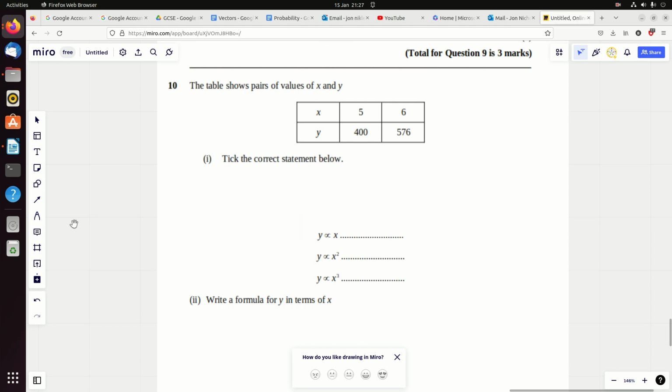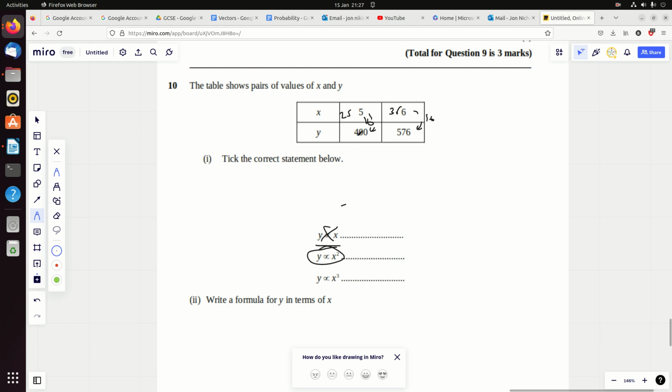Okay, and next one. Okay, right. Proportion, yeah? All you got to do is that divided by that to see if these have something in common which you need to times by. Because if it's direct proportion, this should be a common number. So 400 divided by 5, well, that's 80, and 576 divided by 6, well, that's 96. So that's not right. Okay, let's try squaring the x's now and doing the division. 400 divided by 25, well, that's 16, and 576 divided by 36, well, that's 16. That tells me that it's this one.